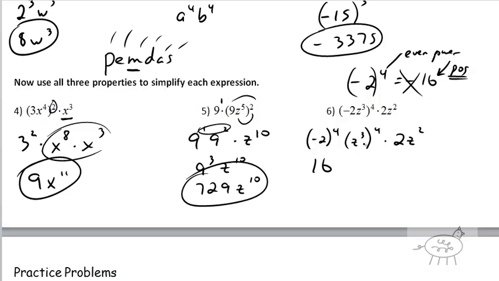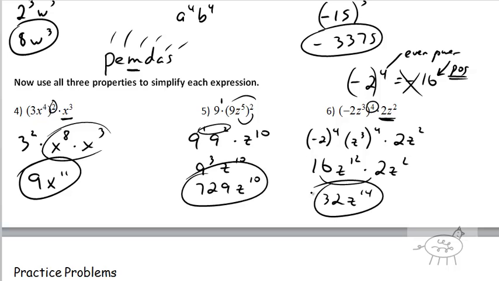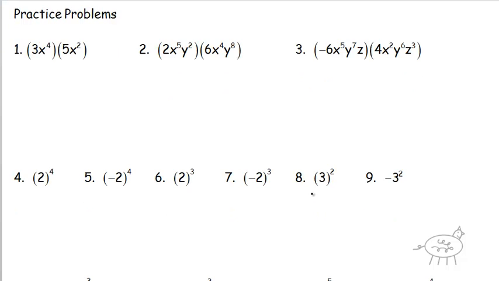So that's 16, that's z to the 12th, and that's times 2z squared. This guy is not being affected by this exponent at all. So it's just times 2z squared. So now you're going to multiply the numbers together. So 16 times 2 is 32. Z to the 12th times z to the 2nd is z to the 14th. Okay, so the final answer is 32z to the 14th. All right. This takes practice, guys. We've got a lot of practice problems here.